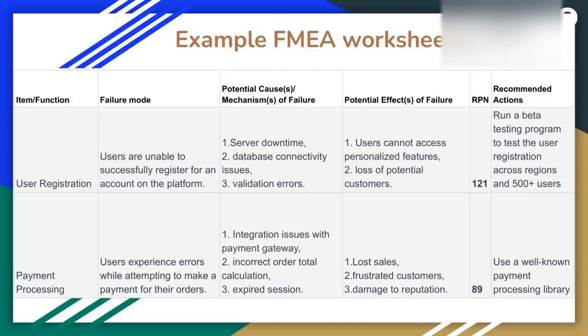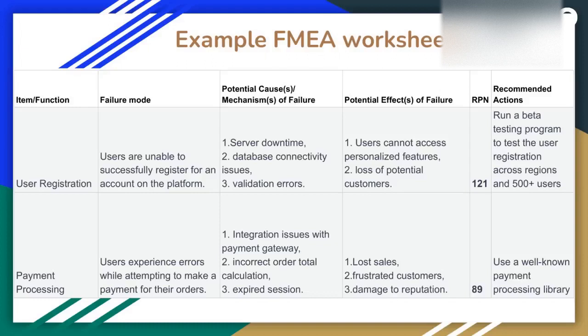Some project teams may decide to call out recommended actions in case of those failure modes. For example, in case of the user registration failure mode, the team can do more rigorous testing. They can run a beta testing program to test the user registration for a large set of users, right? Like 500 plus users, and the registration should happen across multiple regions in order to test the different scenarios under which the user registration is happening or not. So this could be an example of the failure mode and effect analysis technique.